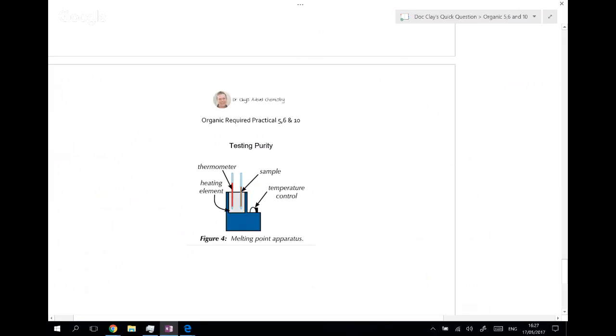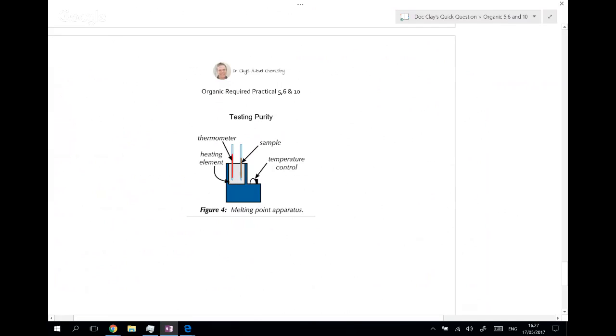Moving on then to the final part, which is testing the purity. And this really is for a solid sample. Obviously you can't do a melting point on a liquid, because it's already a liquid. That really doesn't make sense. But what you're going to have here is some sort of way of heating the sample.